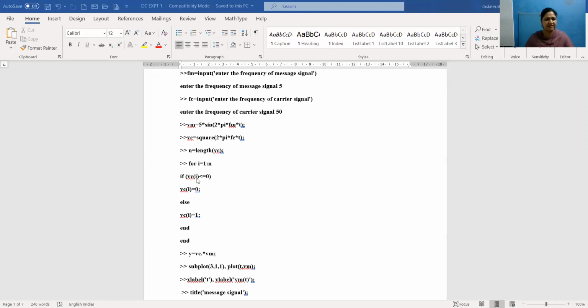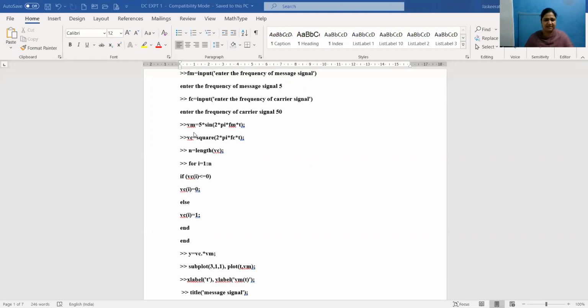Now, if Vc(i) is less than or equal to 0, this means that for that particular sample of Vc, if it is less than or equal to 0, then Vc will have value 0. Else, that means if Vc(i) is greater than 0, then Vc(i) will remain. Now I will terminate the loop, end and end. This means the negative levels are converted to 0 levels, so we will get a train of pulses instead of a square signal.